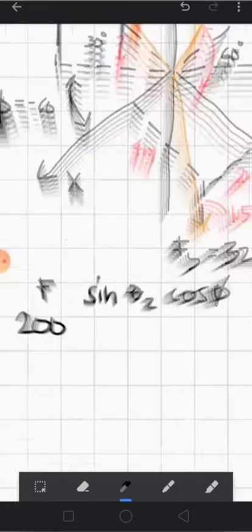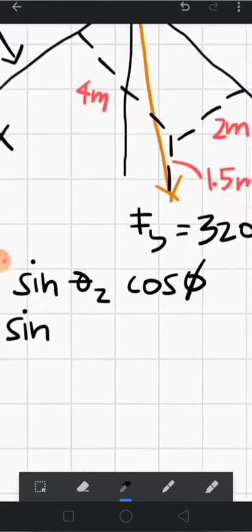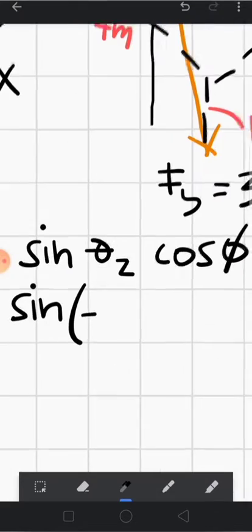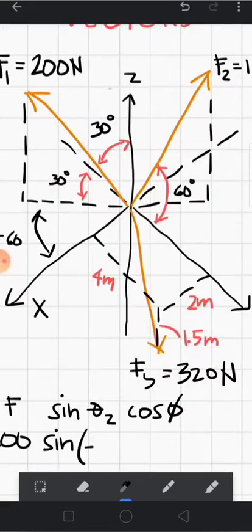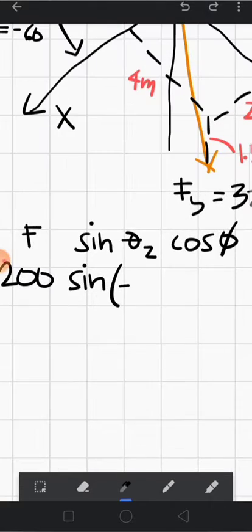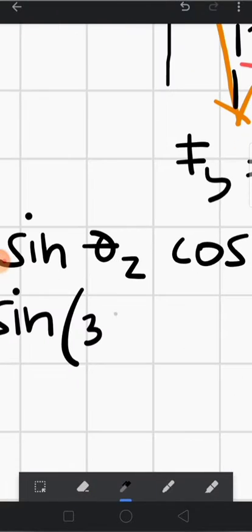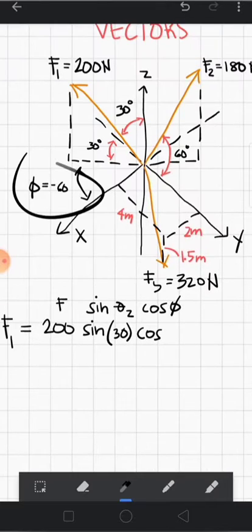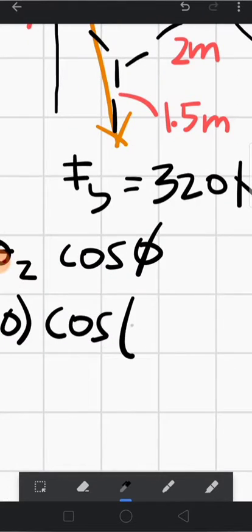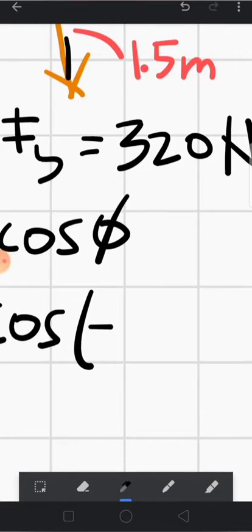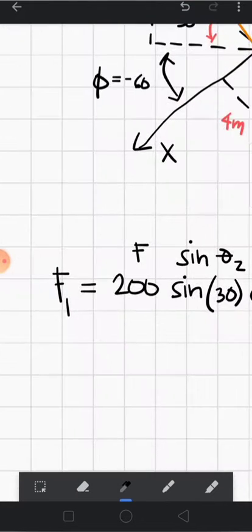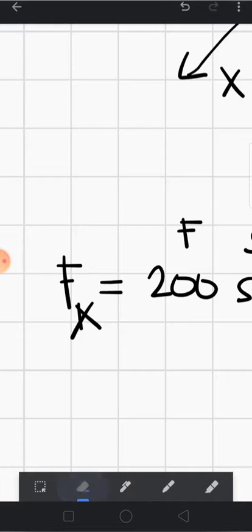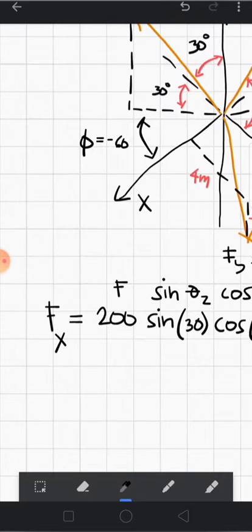So we have sine of theta z, which is negative 60. I mean positive 30. Theta z, this is theta z. This is positive 30, multiplied by the cosine of, this is now negative, negative phi, negative 60. And boom, we got the Fx. This is Fx of force 1.